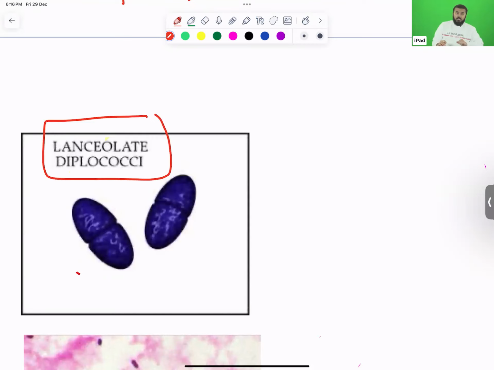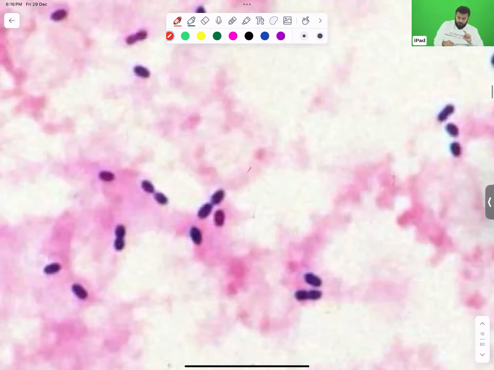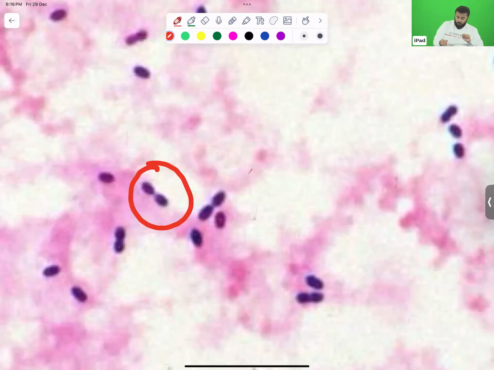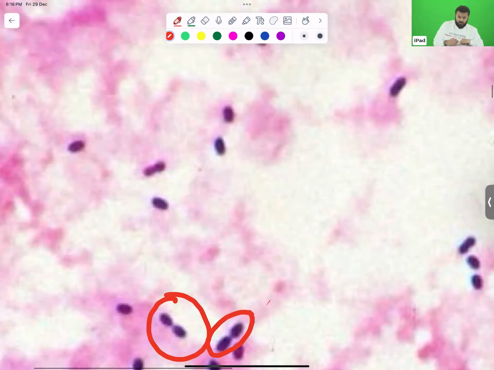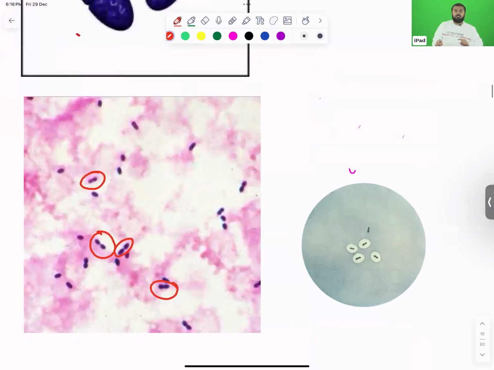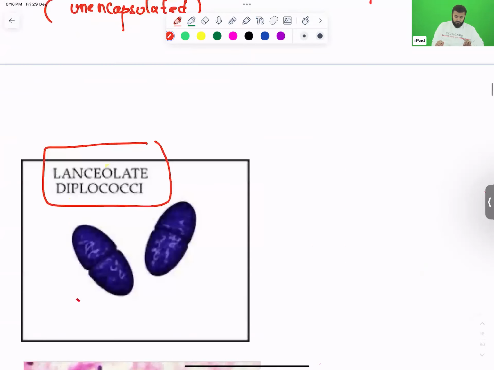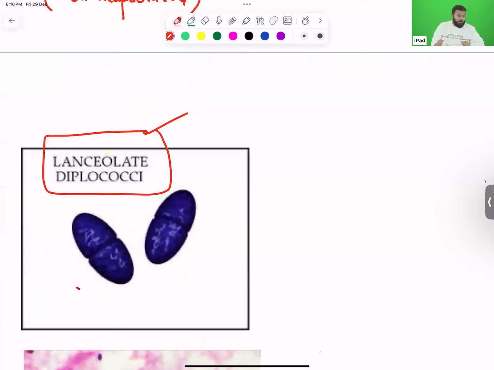What is this structure you call it as? Lanceolate diplococci. Look at the structure. Lanceolate diplococci. Here also lanceolate diplococci. So if this picture comes in the exam, I don't think it is very difficult for you to answer the question. Yes or no? So the shape is lanceolate diplococci.